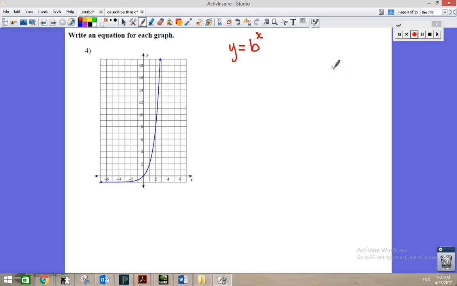And I know that base has to be positive. It has to be greater than 0. And we don't allow it to equal 1 because 1 raised to any power is still going to be 1, and that just isn't very interesting or doesn't have many applications.